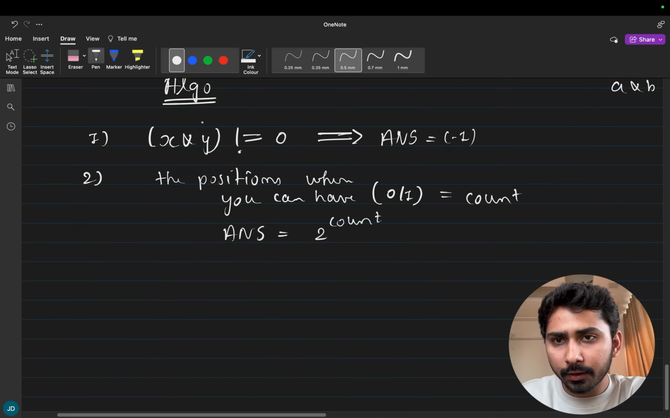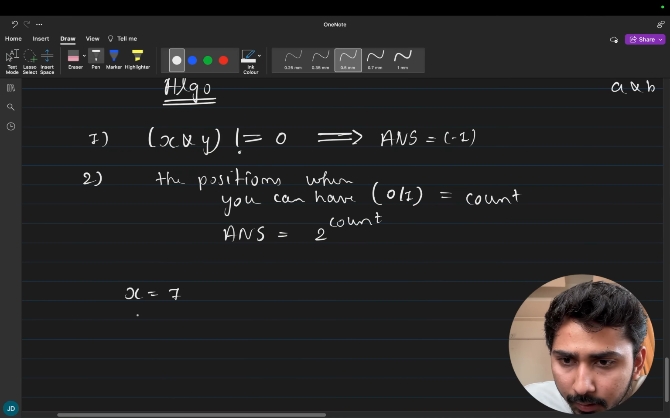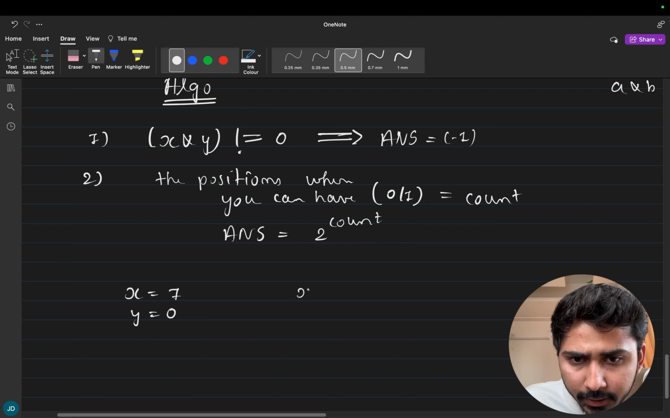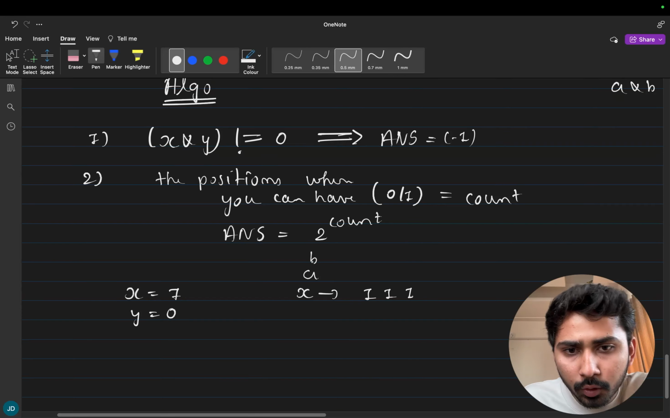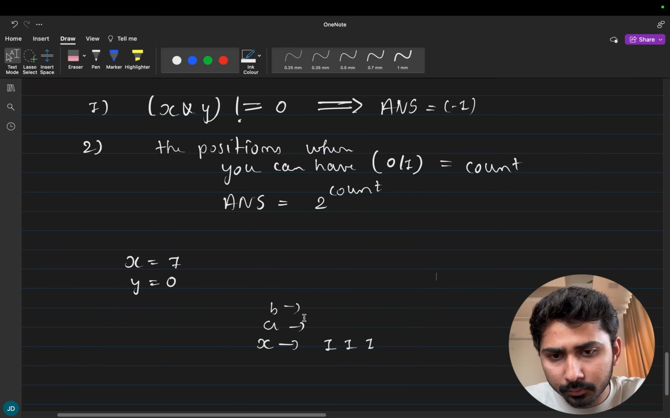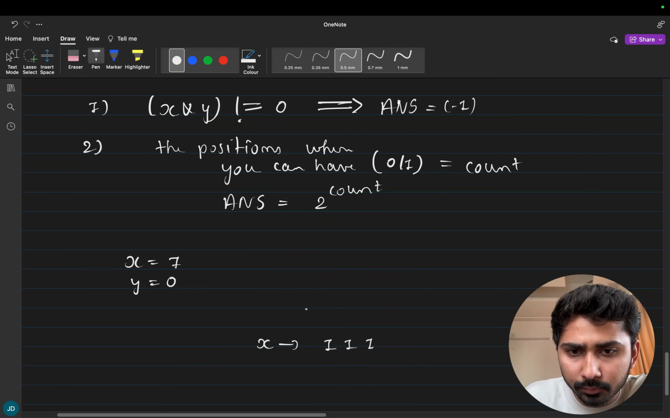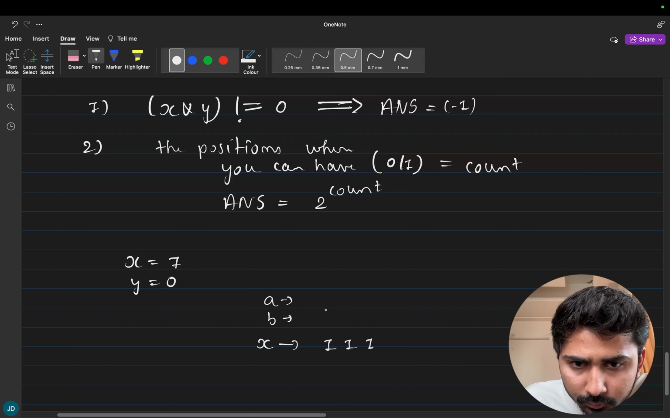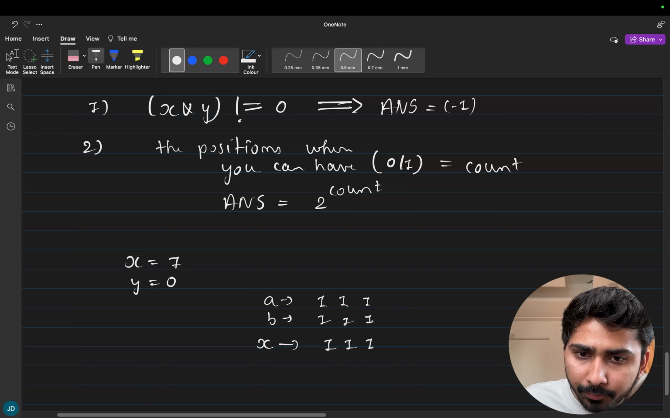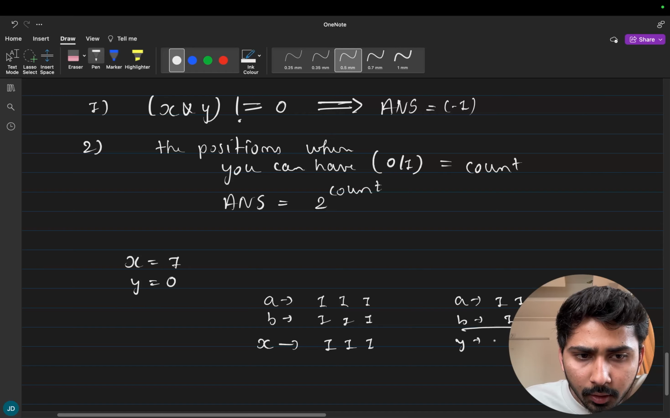So what will be the answer in this case? If you have x equals 7 and y equals 0, what will be the output? Let's try to see. So you are saying x equals 1, 1, 1. Let's try to go and generate a and b. You need both the bits set in order to get the output. So a, b, 1, 1, 1, 1, 1, 1. And what will be the XOR of it? Obviously it will be 0.